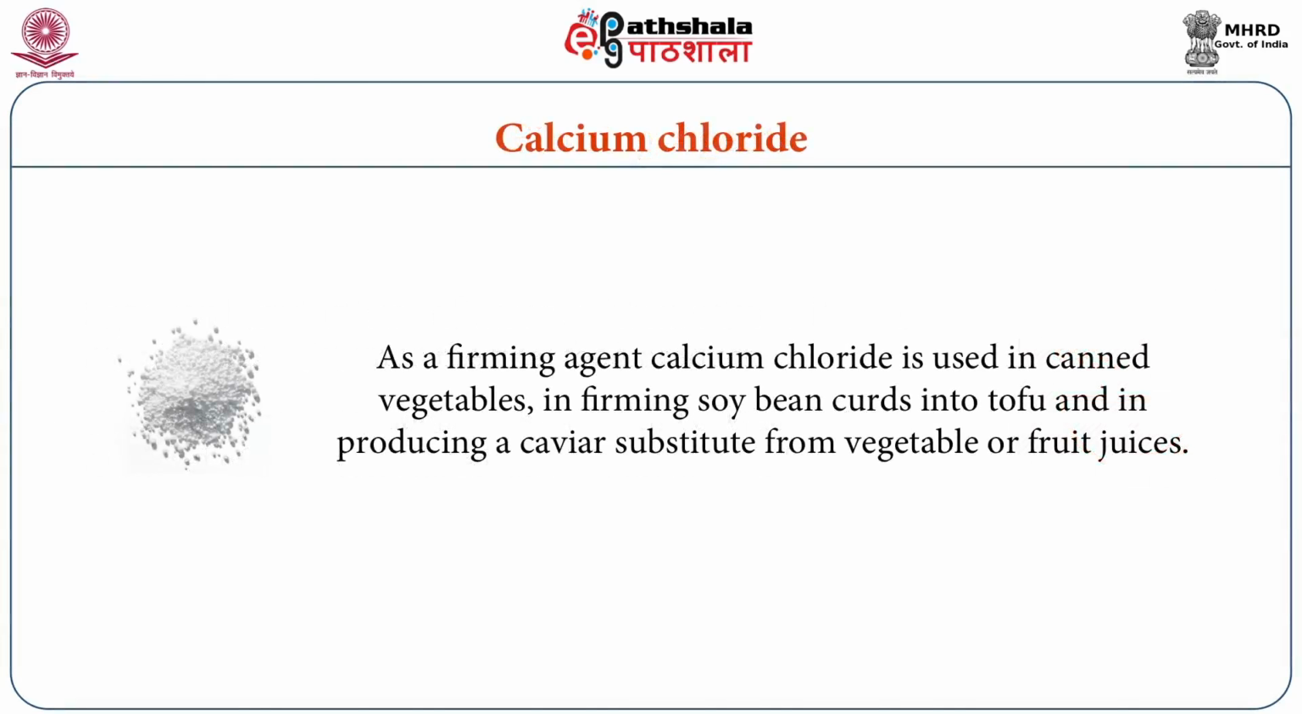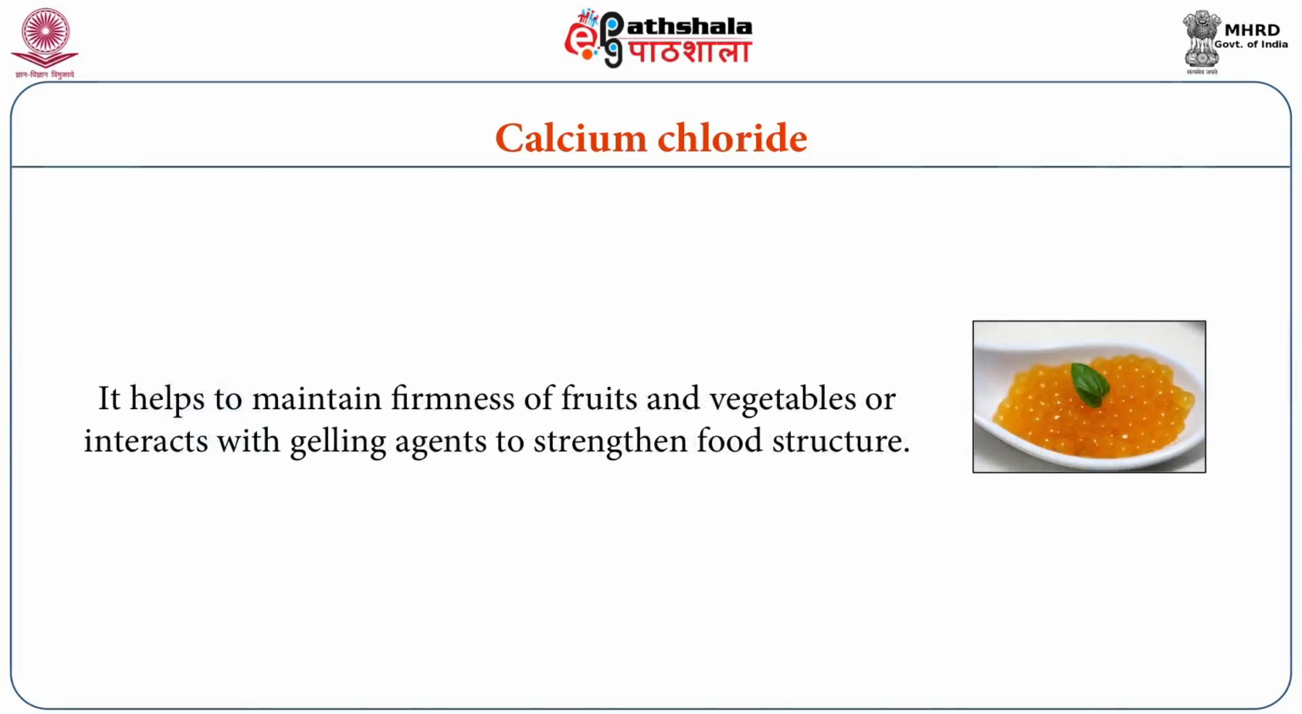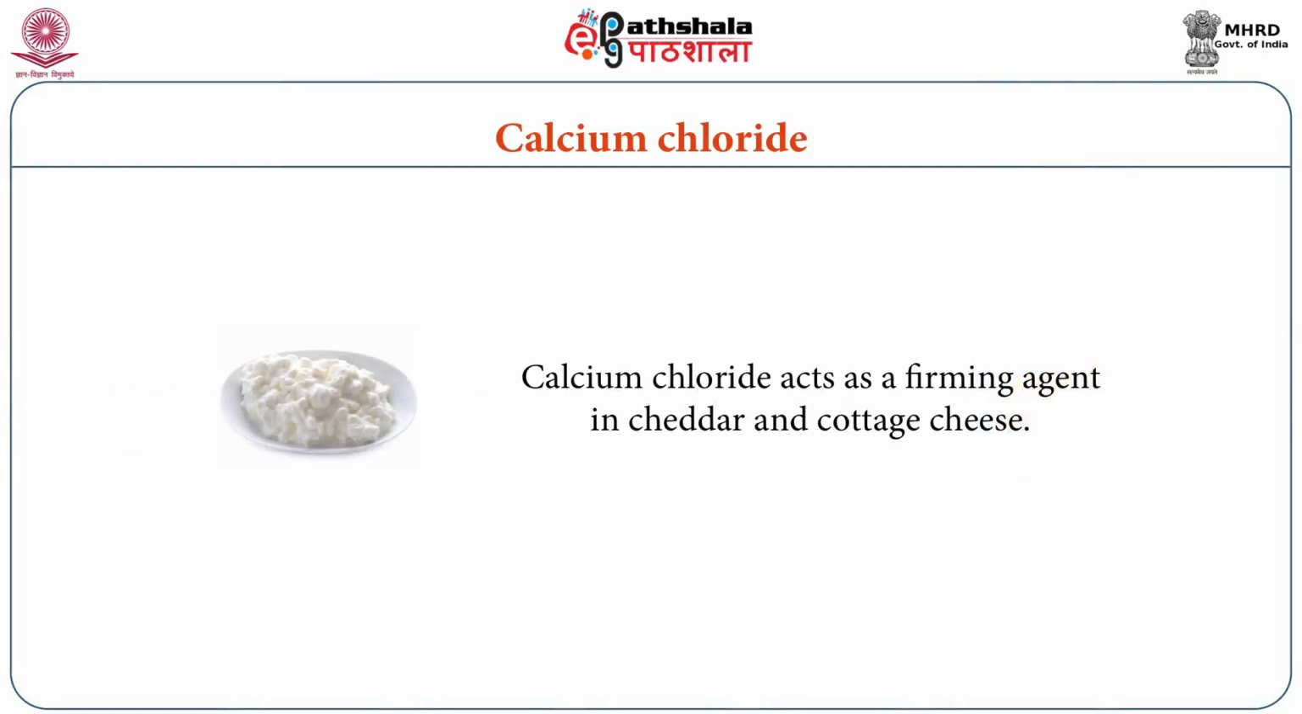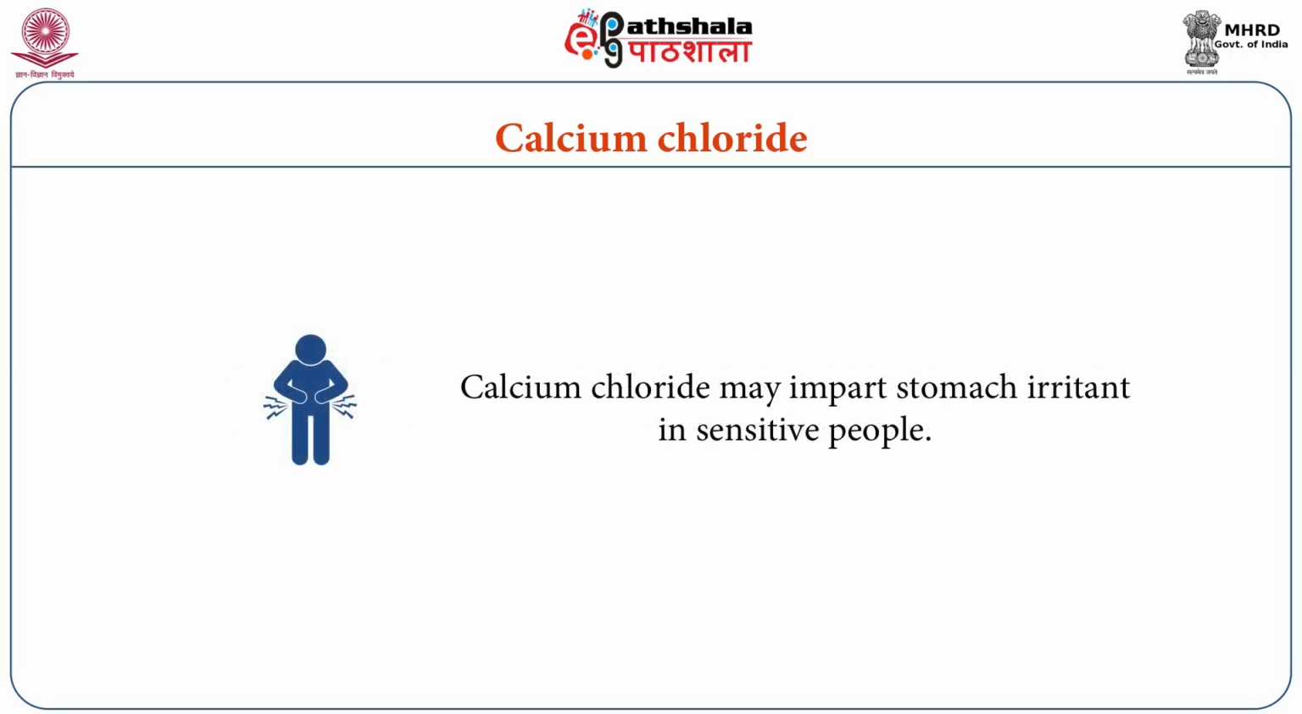Calcium chloride. As a forming agent, calcium chloride is used in canned vegetables, in forming soybean curd into tofu, and in producing a caviar substitute from vegetable or fruit juices. It helps to maintain firmness of fruits and vegetables or interacts with gelling agents to strengthen the food structure. Calcium chloride acts as a forming agent in cheddar and cottage cheese. Calcium chloride may impart stomach irritation in sensitive people.